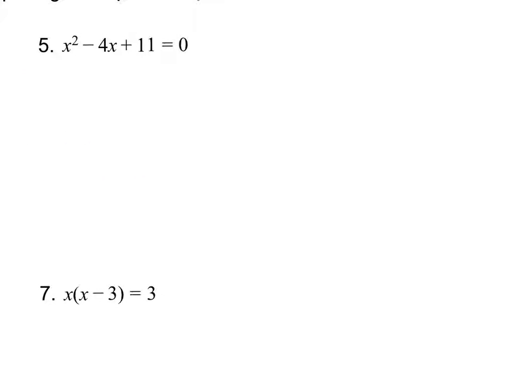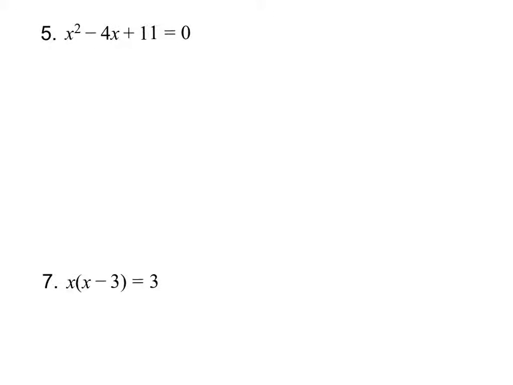Okay, let's look at number 5. I'm going to do this one by completing the square. Everything is on one side, but to complete the square, we always move the c term. We move this to the other side. So this will give me x squared minus 4x equals negative 11.